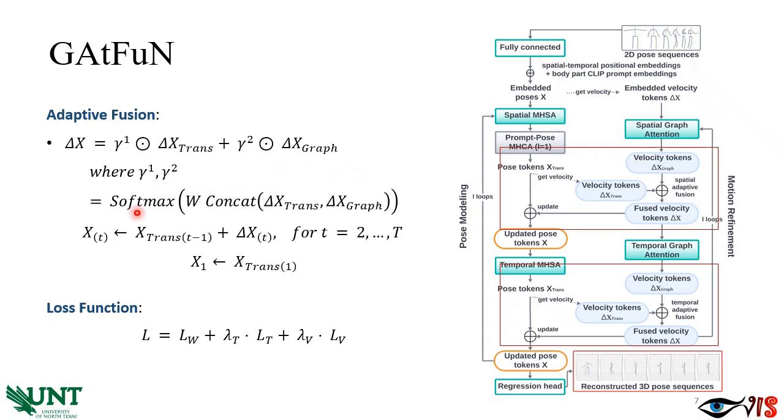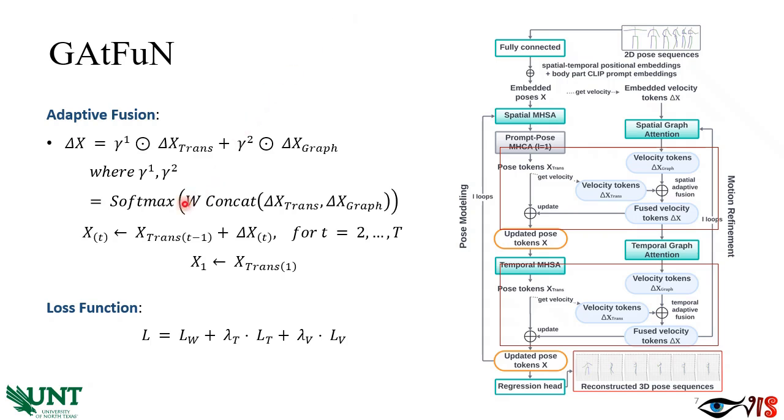We then update the position by integrating the fused velocity: x at t equal to x of the transformer stream at t minus 1 plus the delta x at t, with x at frame 1 equal to x of the transformer stream at frame 1.